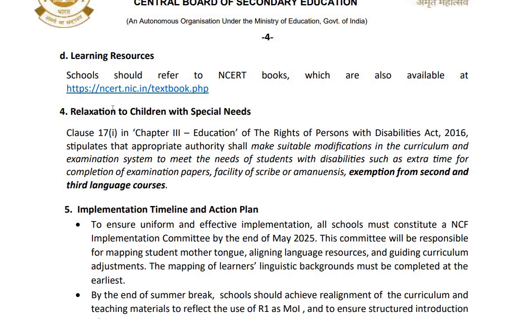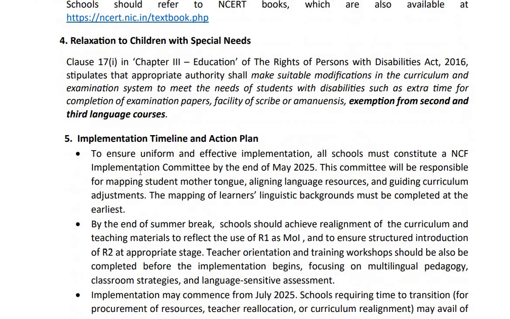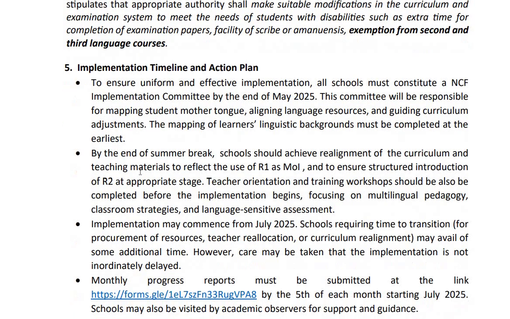Relaxation to the children with special needs. In the circular, it is given that the appropriate authority shall make suitable modifications in the curriculum and examination system to meet the needs of the students with disabilities, such as extra time for the completion of examination papers, facility of scribe, exemption from second and third language courses. Now, let's see the implementation timeline and action plan.